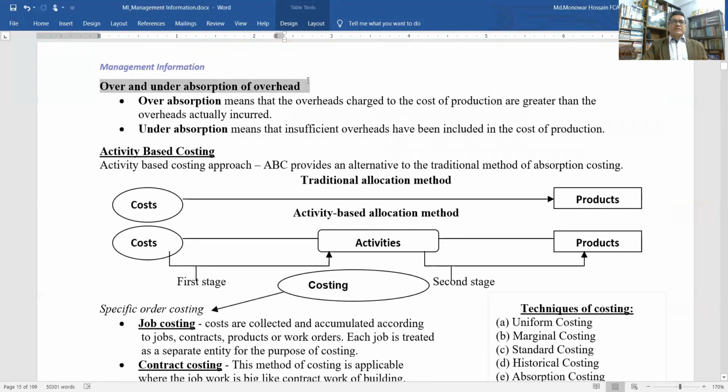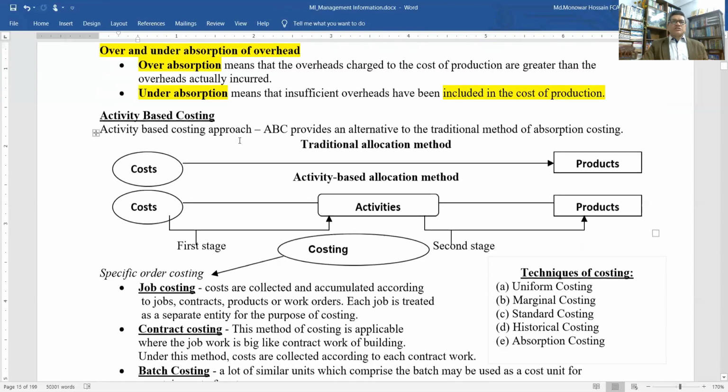So here, over and under absorption costing. Over absorption, what does it mean? It means that the overhead charged to the cost of production is greater than the overhead actually incurred. It means that we charge an overhead rate per unit of, for example, taka 10, but actually it costs taka 9. So it is over absorption. And under absorption means that insufficient overhead has been included in the cost of production. It is the reverse of over absorption.